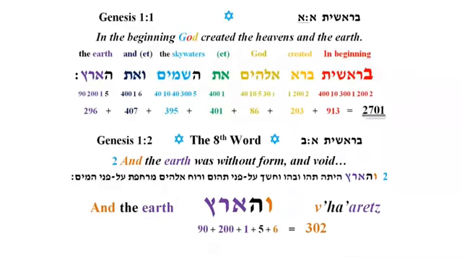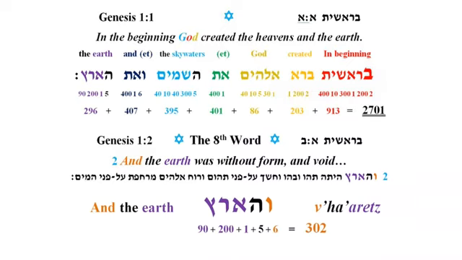We keep talking about the first 7 words of the Bible. What if we take the 8th word of the Bible? What is the 8th word? Bereshit bara Elohim et hashamayim va'et haaretz. In the beginning, God created the heavens and the earth. And the earth was without form and void. And the earth, in Hebrew, va haaretz, va and ha, aretz, earth. But it's all one word, va haaretz, and the earth.